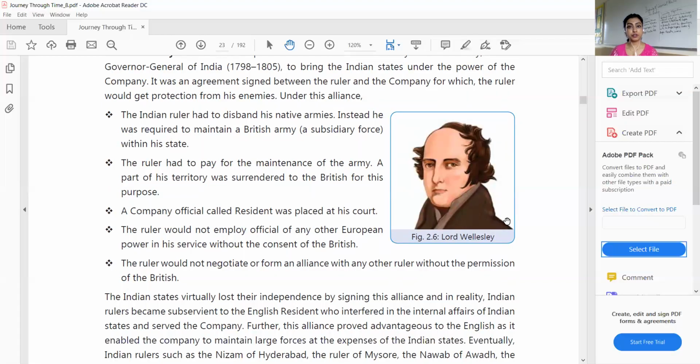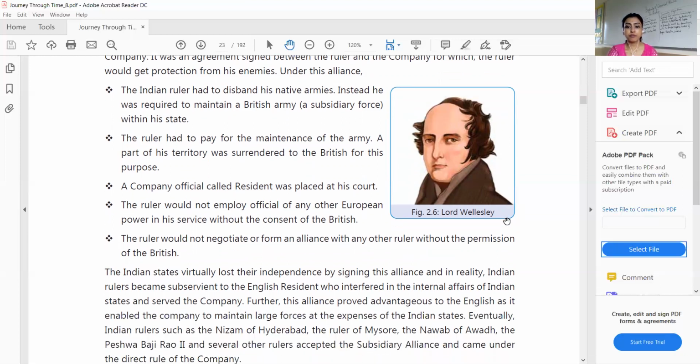The resident, you remember, was a British official placed in the court of the ruler. The resident started to interfere in the internal matters of the Indian states. In that way, the rulers started to lose their independence, because everything was looked after by the British officials only. The Indian rulers did not have any kind of freedom or independence.